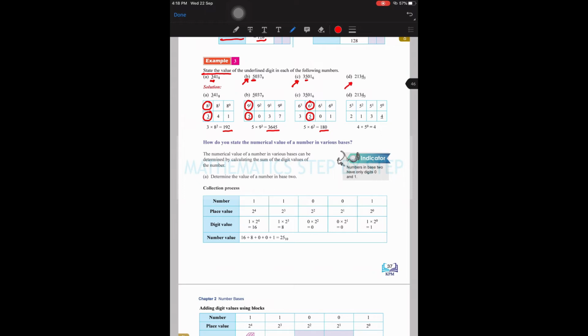Then lastly 2134 base 5. So we want to find the digit value of this underlying digit. First of all, we have to find the place value. The place value is 5 to the power of 0. So the digit value is 4 times 5 to the power of 0 gives us 4. Anything to the power of 0 equals 1.